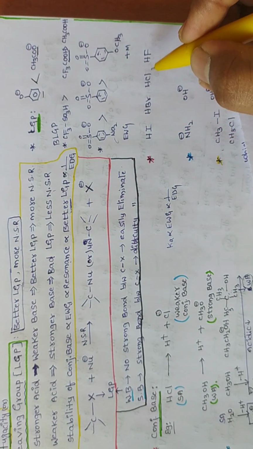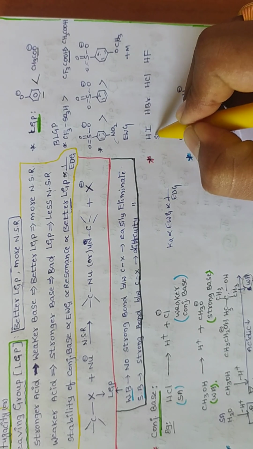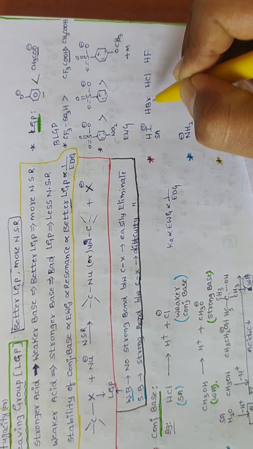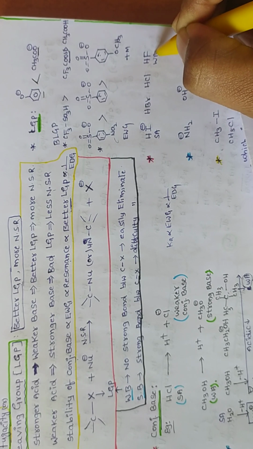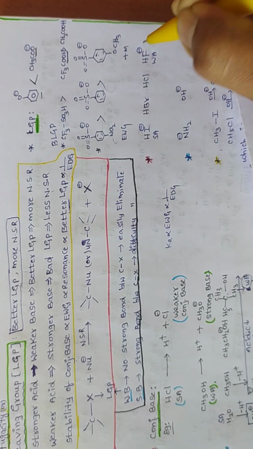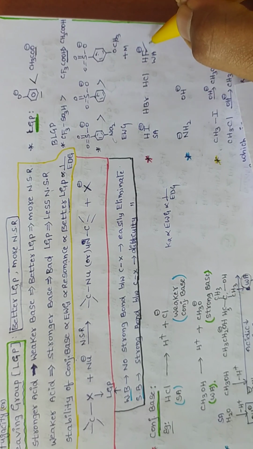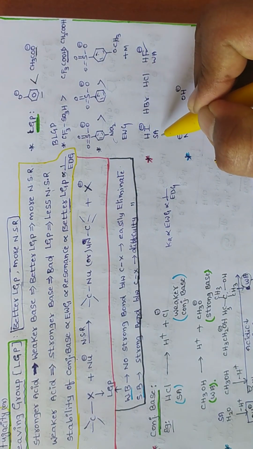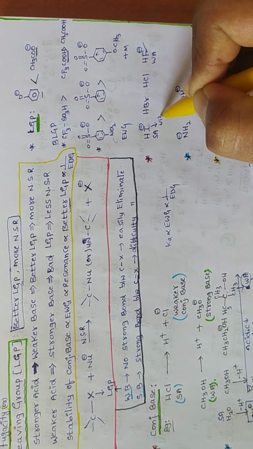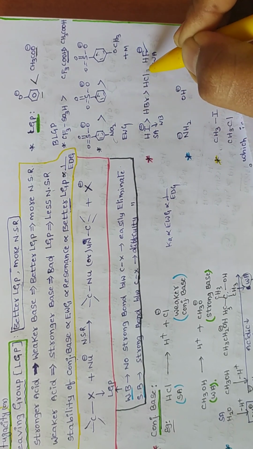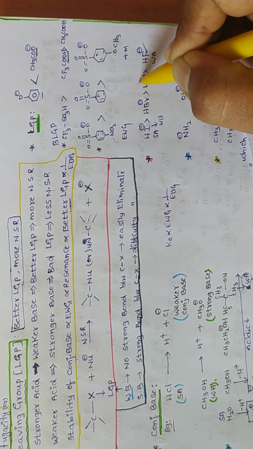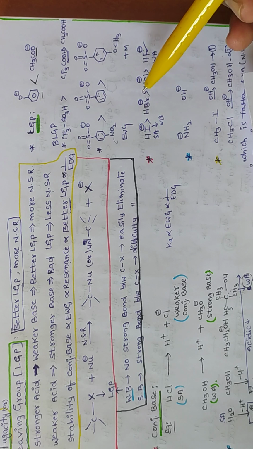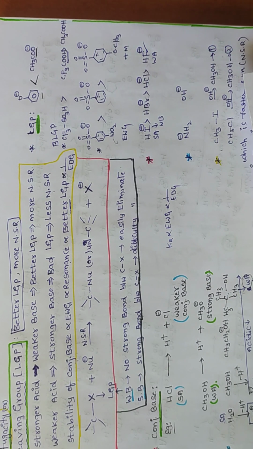Next, HI, HBr, HCl, HF, which is the strong acid? This is the strong acid. Now the strong acid has what? A weaker base. Now this is a very weak acid. The weak acid has what? A stronger base. Stronger the base, bad leaving group, less nucleophilic substitution. So the strong acid has a weaker base. Weaker the base, better the leaving group, better the nucleophilic substitution reaction. So I minus is the better leaving group, then Br minus, then Cl minus, then F minus.